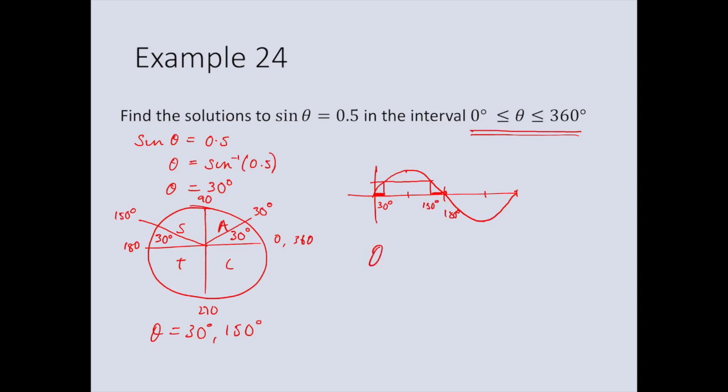So that's another way of finding all of the other solutions. And you can see if you continue that line on, we wouldn't cross the sine curve anymore. So we're happy that we've got theta equals 30 degrees and 150 degrees. That's our answer for that question.